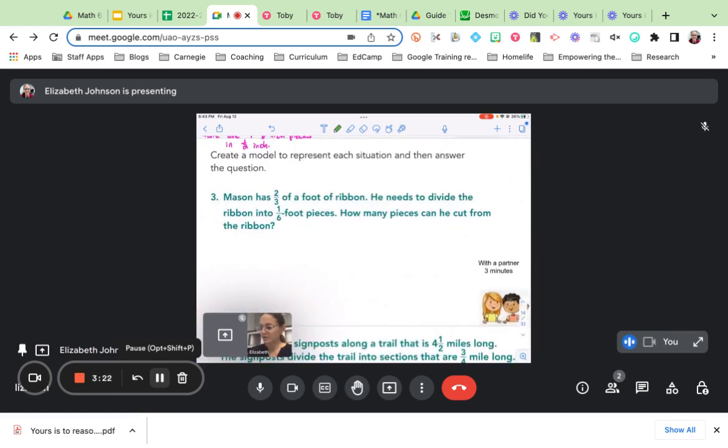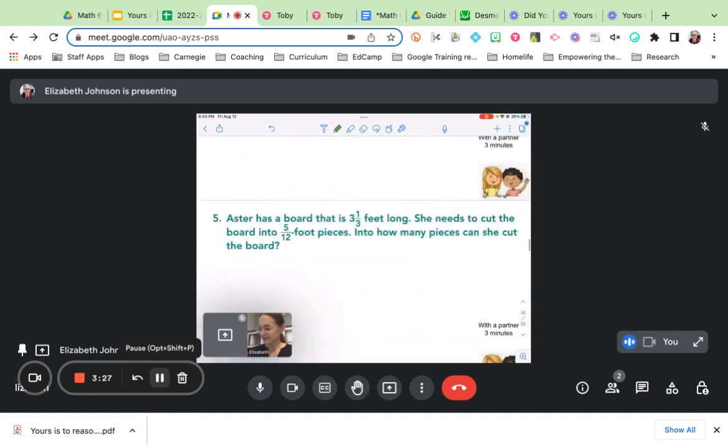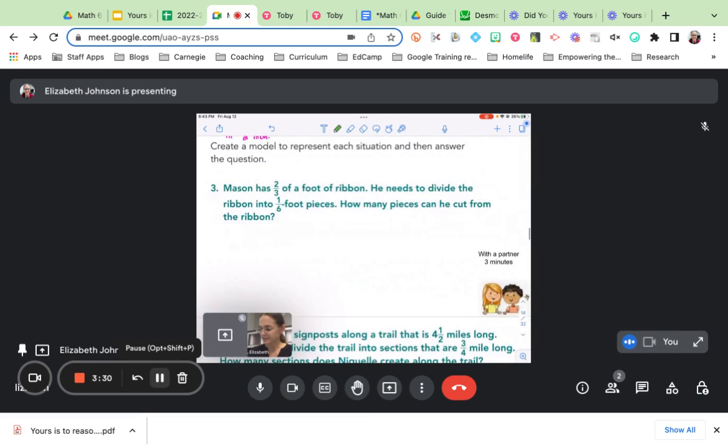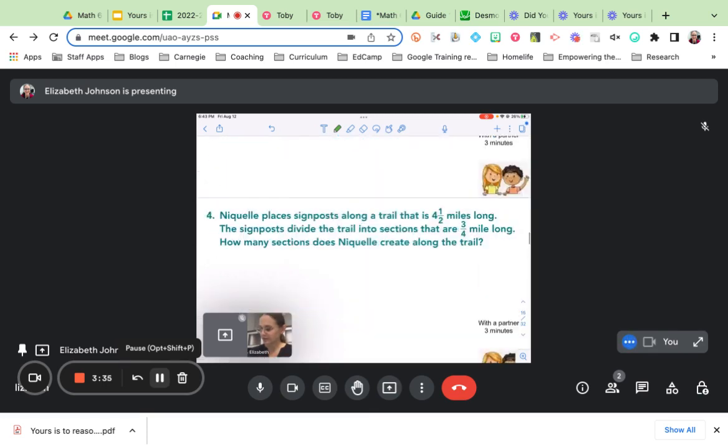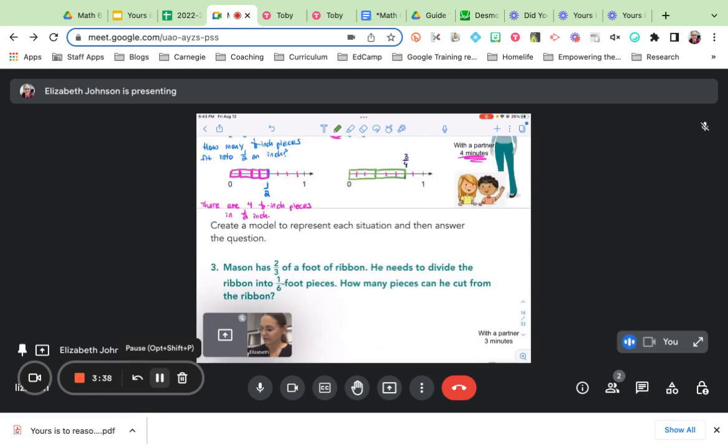Next, you're going to work with your partner to create a model to represent each situation. We've got a variety of situations to work on here. For each of these situations, we have number 3, number 4, and number 5. You are going to create a model, and then you're going to answer the question. So you've got 2 tasks. First, make a model. Next, answer the question. We're going to give you 3 minutes for each of these tasks. So that means altogether you have 9 minutes. So set a timer for 9 minutes. Pause the video. And at the end of 9 minutes, hit play.